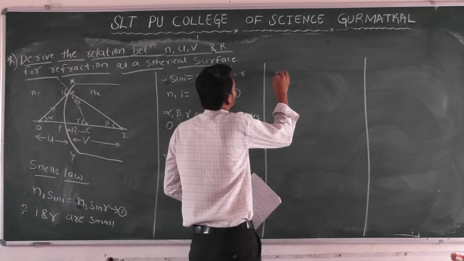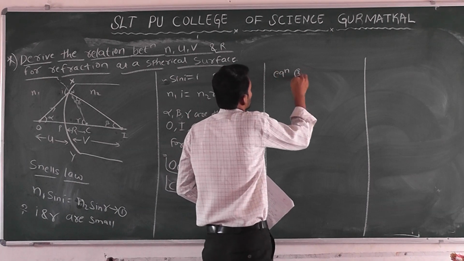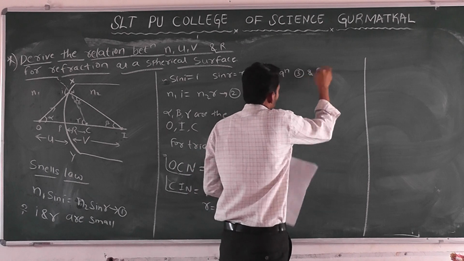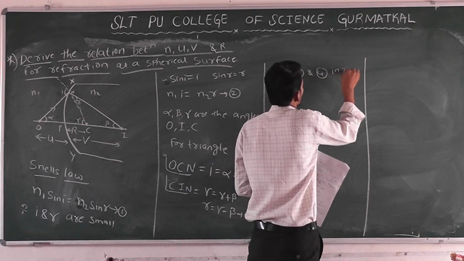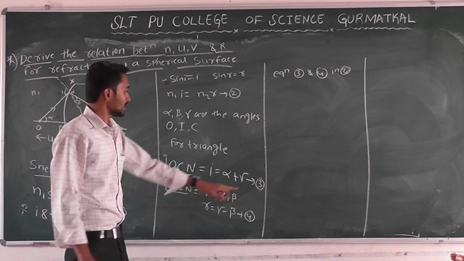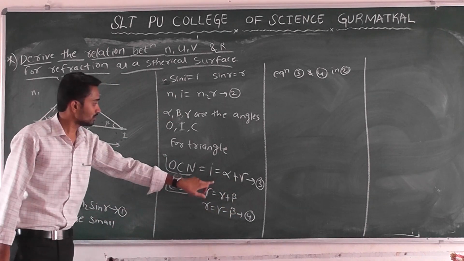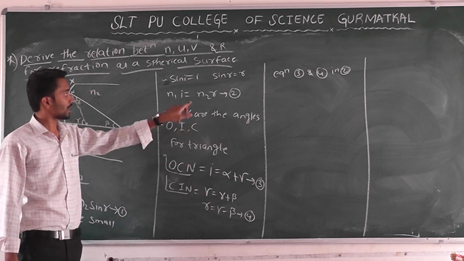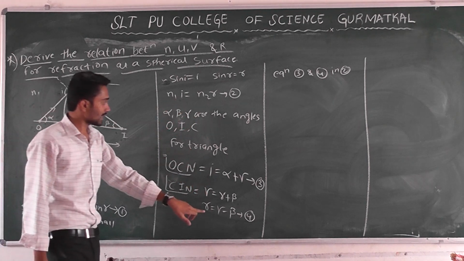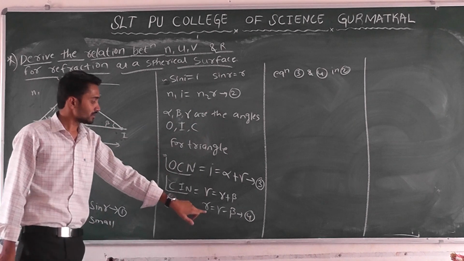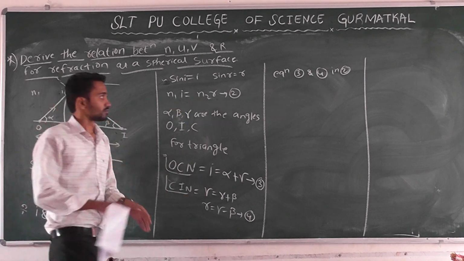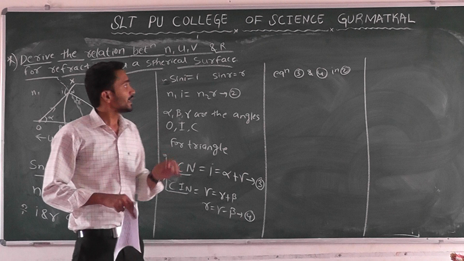Next, we are substituting equations 3 and 4 in equation 2. Where is the I value? Here is the I value. We are putting this I value in equation 2. Where is the R value? Here is the R value. We are putting this R value in equation 2. So equations 3 and 4 go in equation 2.